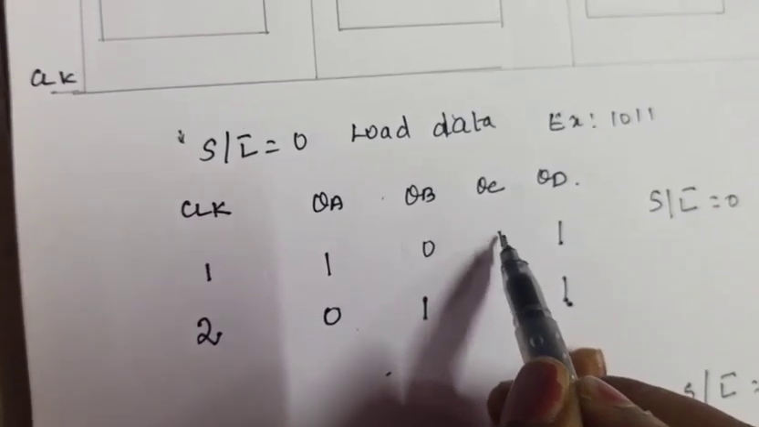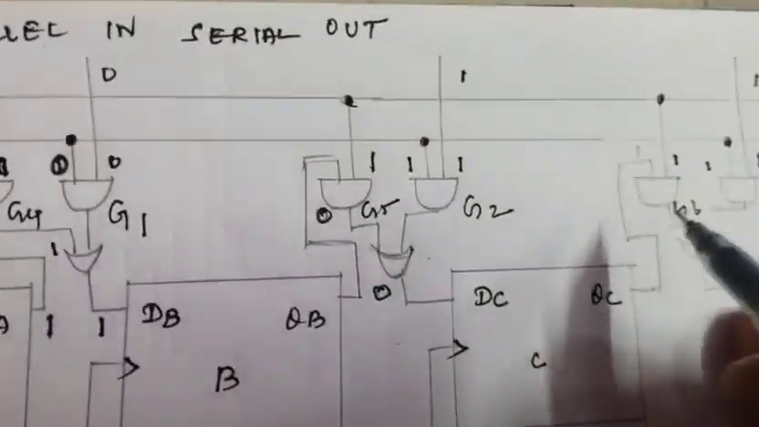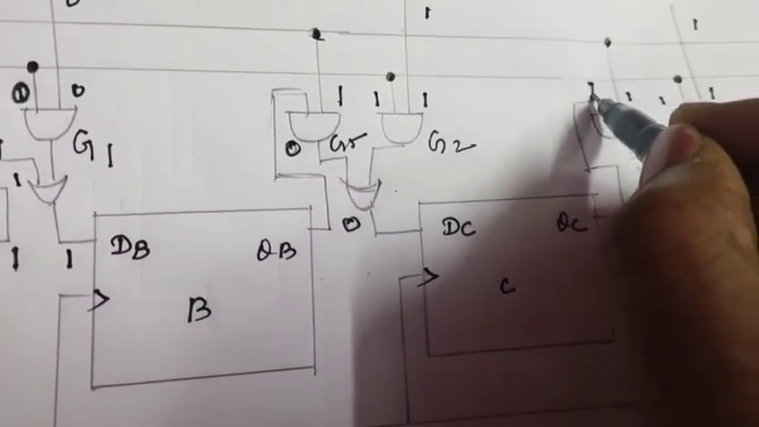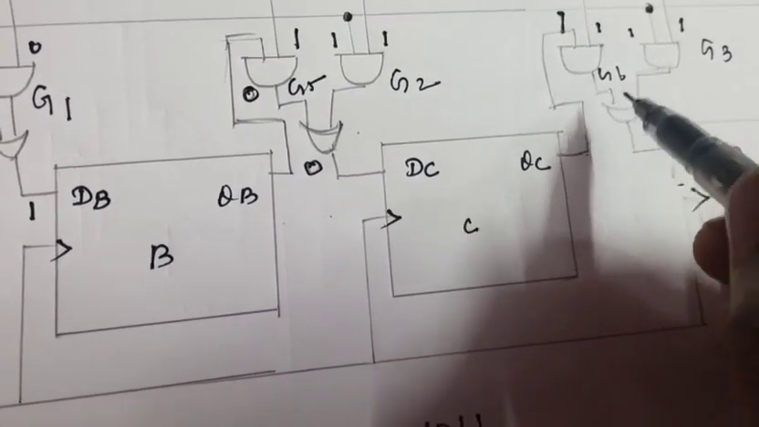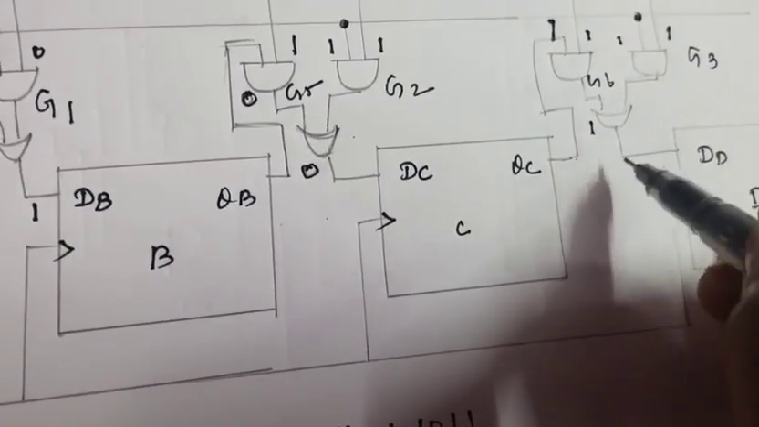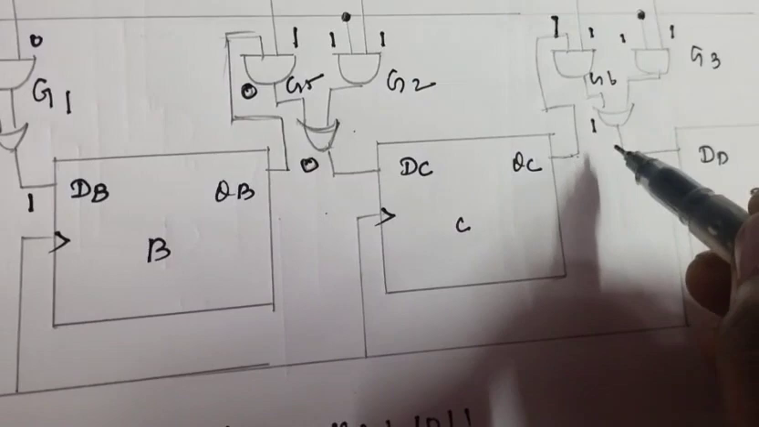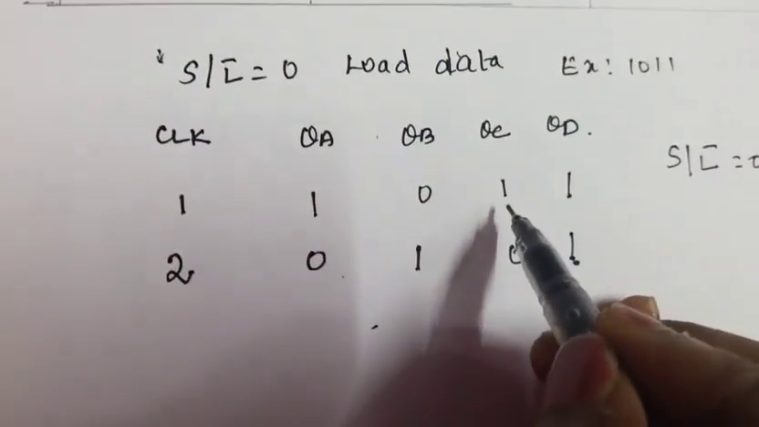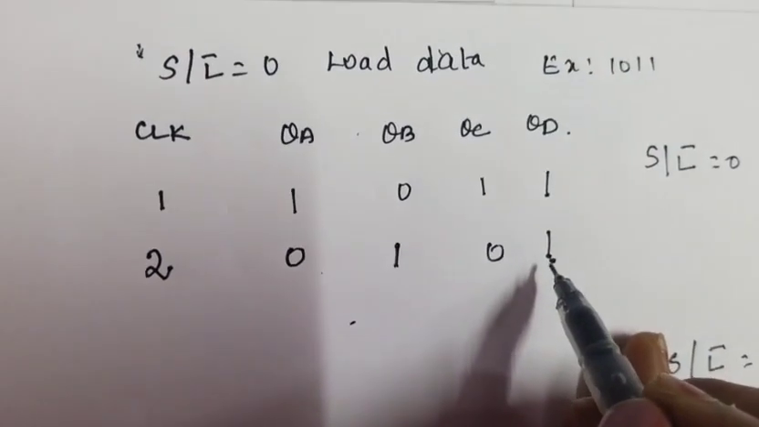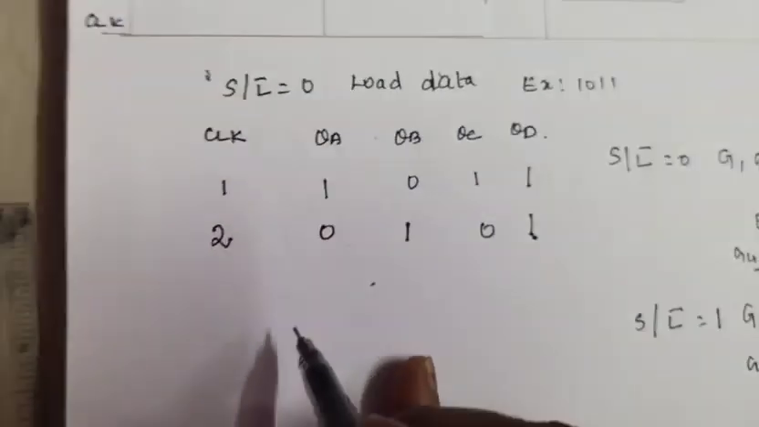Similarly, this QC data should be shifted to QD. How are we going to see? Here your QC data is 1. Already S/L bar is equal to 1. So your answer is 1. If any one input is 1, your output of the OR gate is 1. Now this QC value is shifted here. So like this you are going to shift one by one.